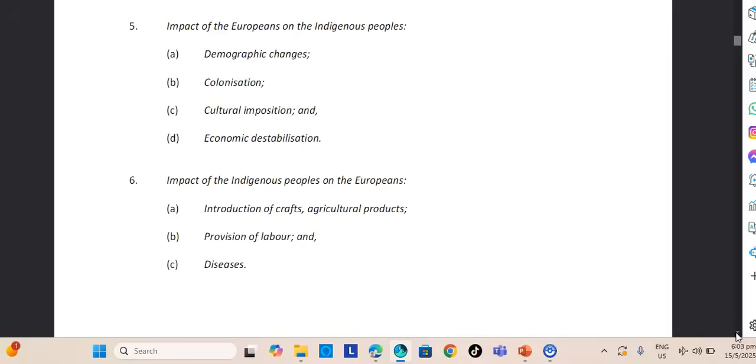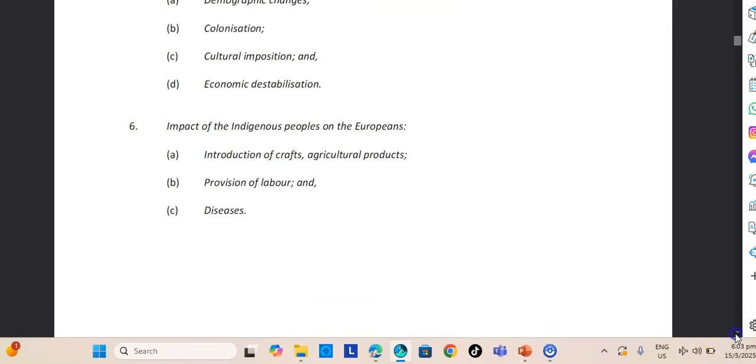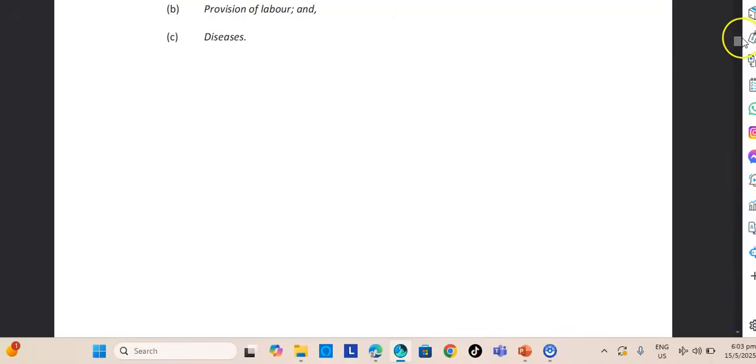So we just looked at how the Europeans impacted the indigenous people. We're going to switch it around now, and look at how the indigenous people impacted the Europeans. If you're going to write about this, you will have to talk about the introduction of crafts, agricultural products, provision of labor, and diseases. And we are going to look at and explain each one of these.